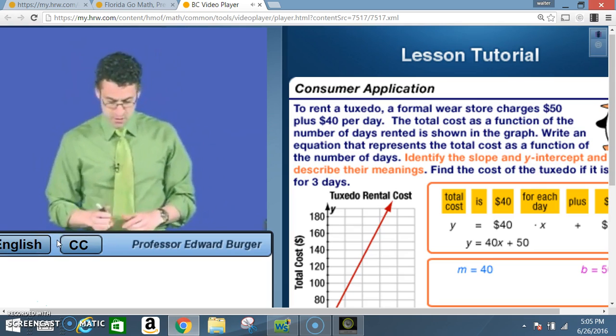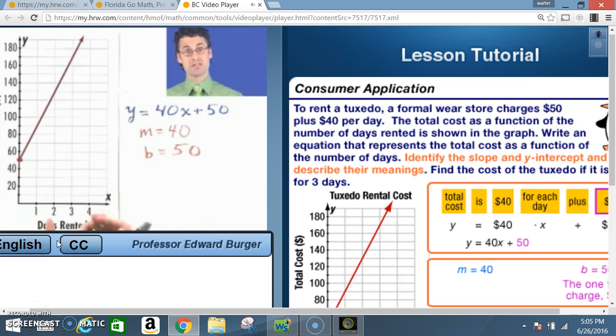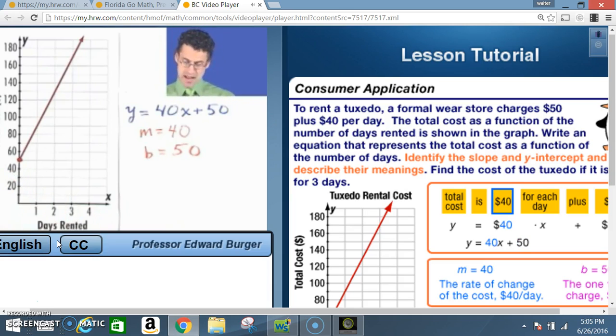Well, what's the meanings? Well, the y-intercept tells us how much we're going to pay for the tuxedo if we rent it for 0 days. So it means if we rent it for 0 days, it just costs us that initial $50. And what about the slope? Well, the slope represents the rate of change of the cost per day, right? Every extra day involves an additional $40 cost, okay?